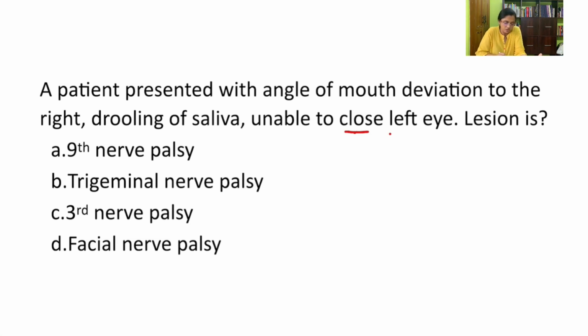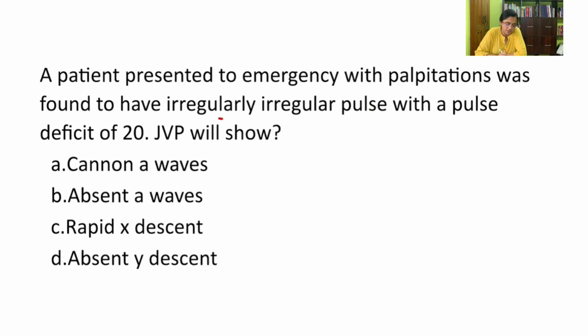Coming to the next question. A patient presented to emergency with palpitations was found to have irregular pulse with a pulse deficit of 20. JVP will show what? Now look here. Patient is having irregular pulse. Along with that, they have given pulse deficit. So this is the characteristic feature of atrial fibrillation. And in atrial fibrillation, we all know what you will find in JVP: absent A waves.